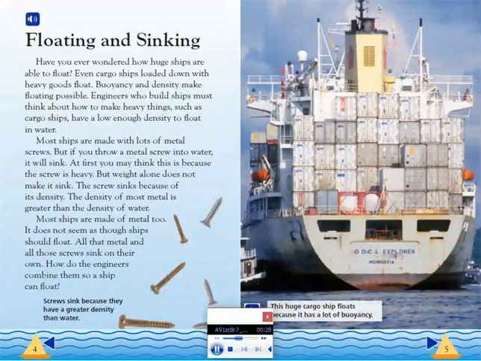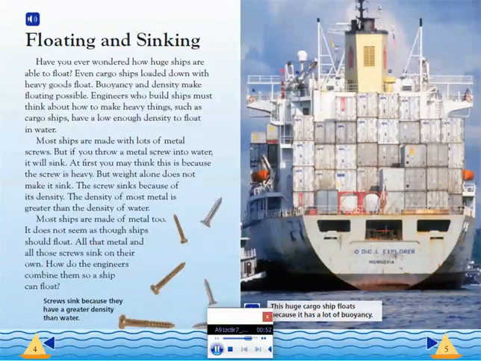Most ships are made with lots of metal screws. But if you throw a metal screw into water, it will sink. At first you may think this is because the screw is heavy. But weight alone does not make it sink. The screw sinks because of its density. The density of most metal is greater than the density of water.